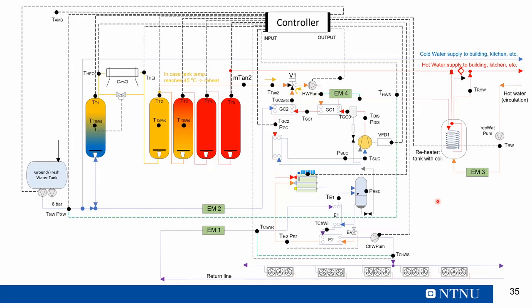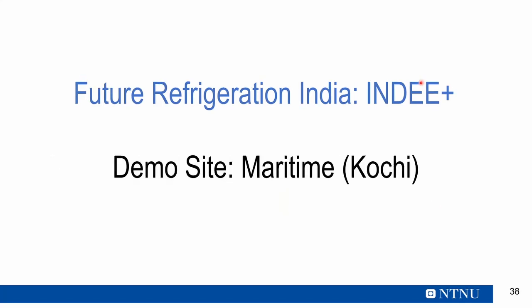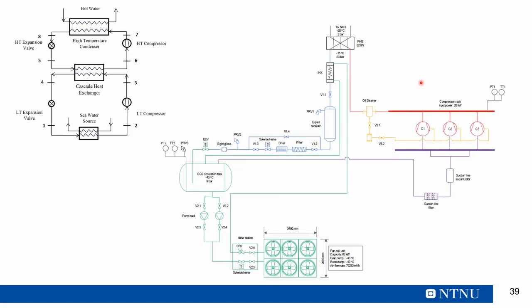The second demo site is the hotel in Chennai, and we have Kohima as one of our manufacturers. For this hotel site, we are proposing a cascade system. You might already know what a cascade system is: you have two systems in parallel, combined with a cascade heat exchanger, so the condenser of one system is the evaporator for the other.